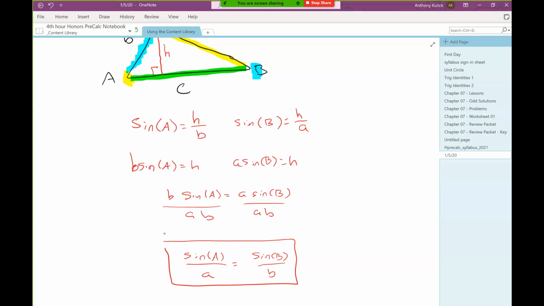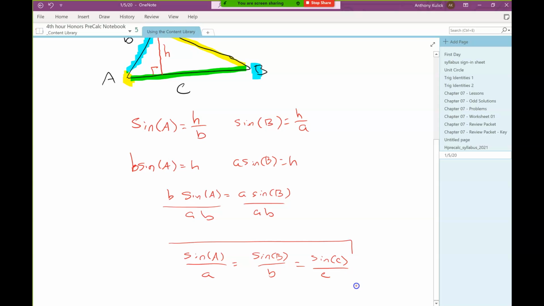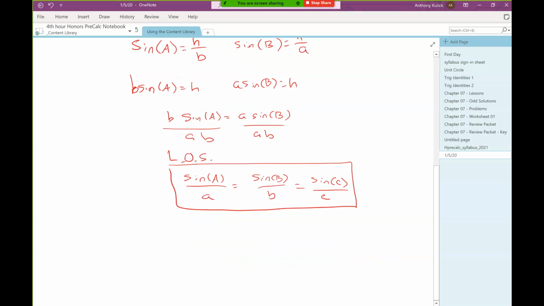And we could do that again by drawing a different altitude, and we could get that sine of angle B over b is equal to sine of angle C over c, which completes our law of sines. So this is our law of sines here. So that's our formula that we're going to use.